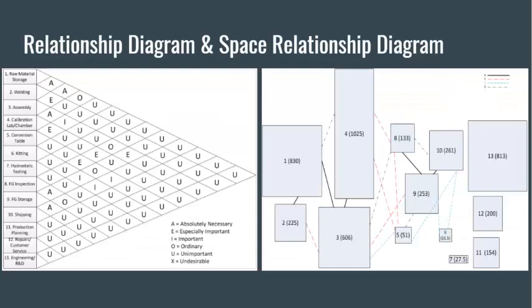The relationship diagram as seen on the left ranks the importance of different departments being located in close proximity of one another. From this, we get the space relationship diagram as seen on the right. Each department is depicted in its actual size, then lines are drawn between departments, indicating a visual representation of the importance of the departments being located next to each other.